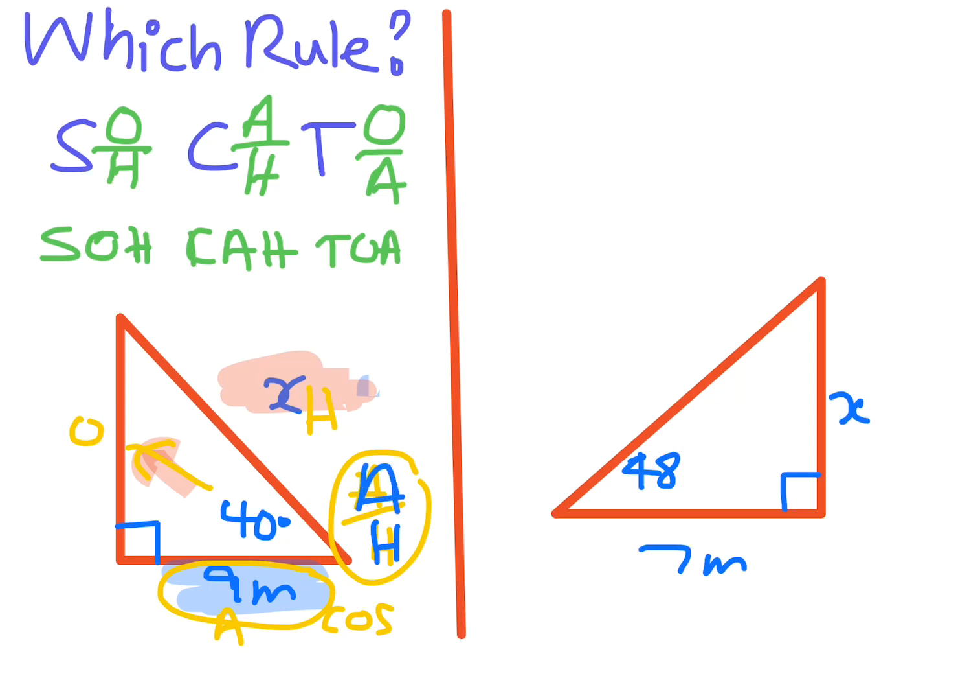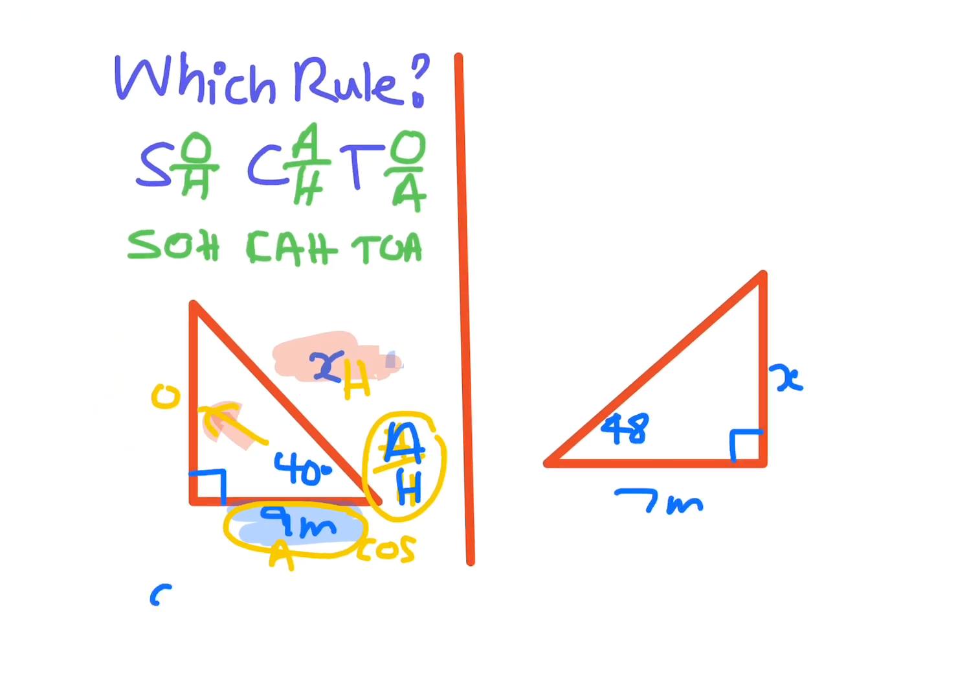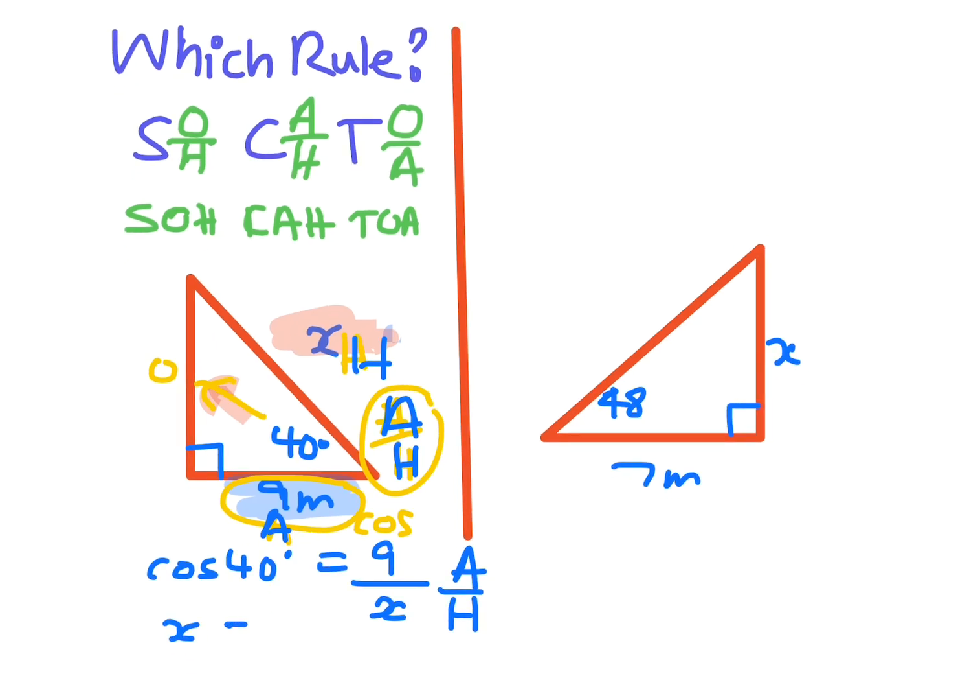So when you go to set this up, you go, all right, cos of the angle equals the adjacent. Now the adjacent is 9. It comes first on the hypotenuse, which is X. So it's A on H. So because the adjacent is the first side and the hypotenuse is the second, then X turns out to be on the bottom. And when X is on the bottom, you divide. So you write the number first and then you divide by cos 40.